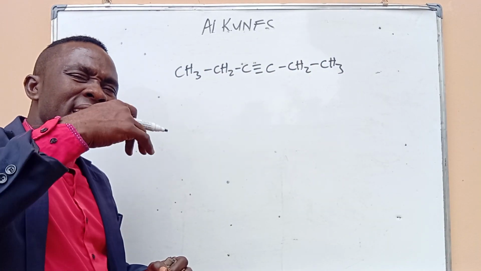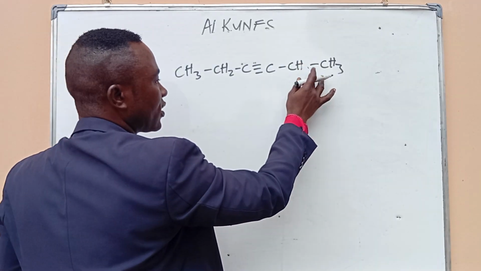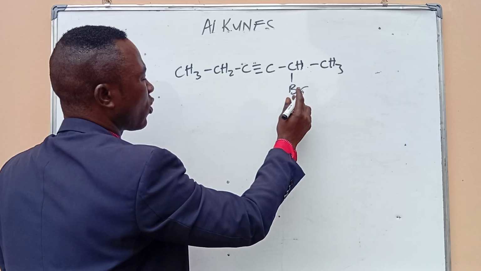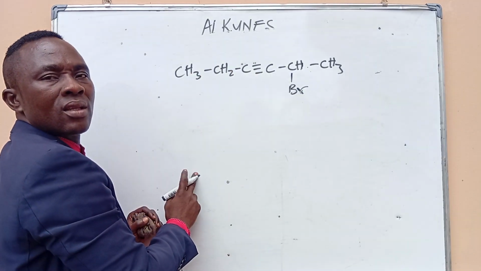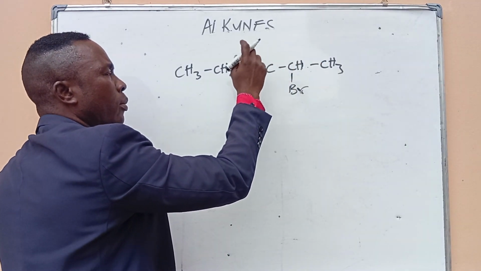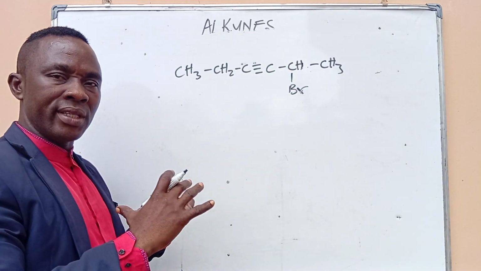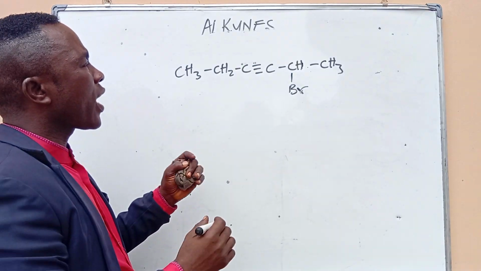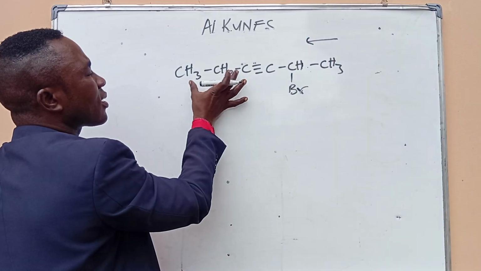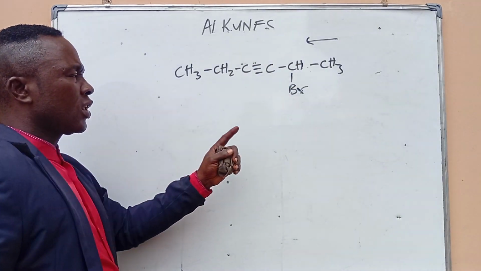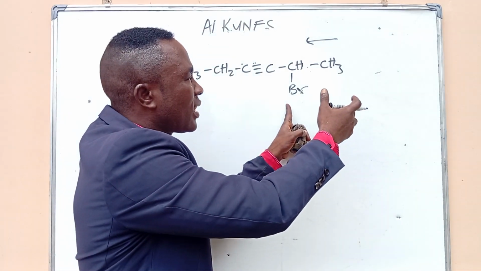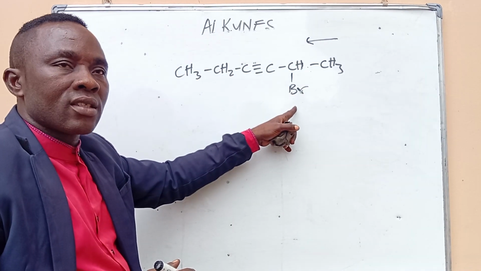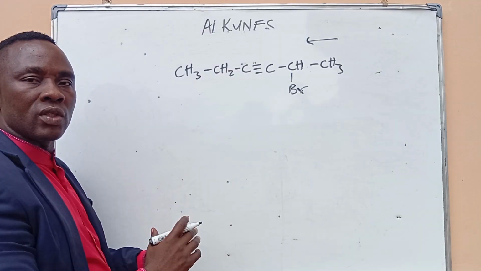But assuming there is a substituent, something like Br here. We know that 3 is the triple bond position from here, and 3 is the triple bond position from here. They are equidistant from the triple bond. So where do we now choose to number? We will accept to number from here, although the triple bond is at the same position, because this side bears the substituent. That is why it is accepted to number from this side, which gives the substituent the least number, because the triple bond is already equal.